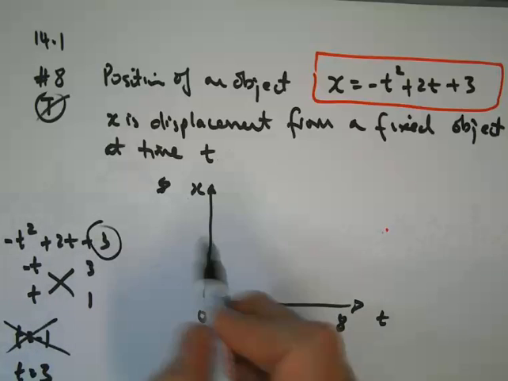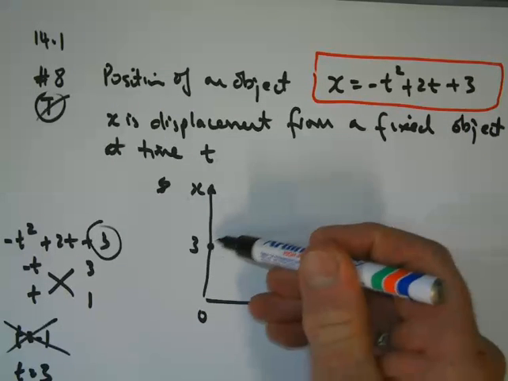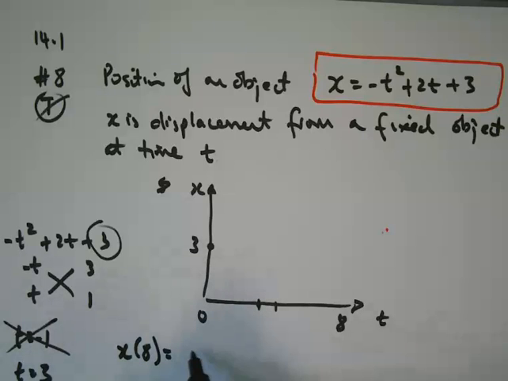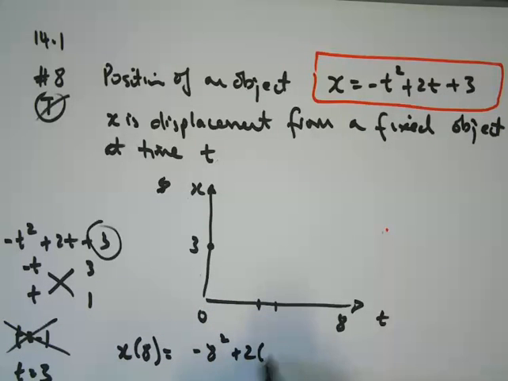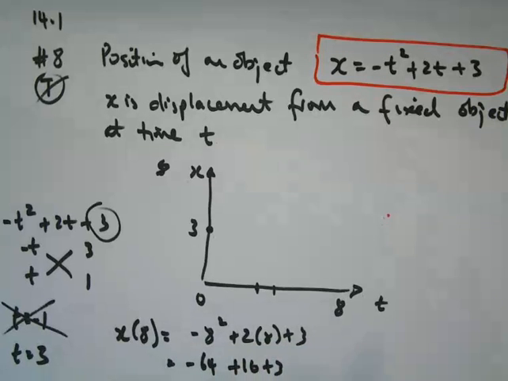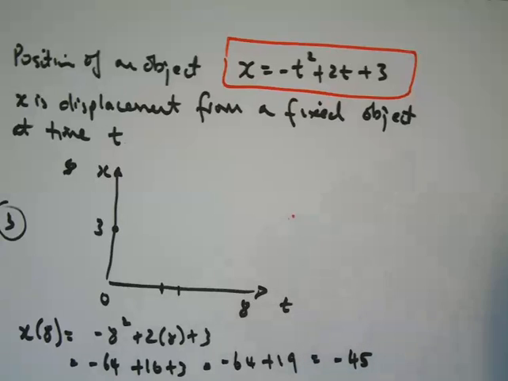My y-intercept is 3, so I'm going to start here at 3, and I need to know what 8 is, and I know that at 3 I have an x-intercept, so obviously I'm going to have some sort of graph that goes down here like this. I'd like to find out what x of 8 looks like, and that's going to be minus 8 squared plus 2 times 8 plus 3, negative 64 plus 16 plus 3, negative 64 plus 19 is going to be negative 45.